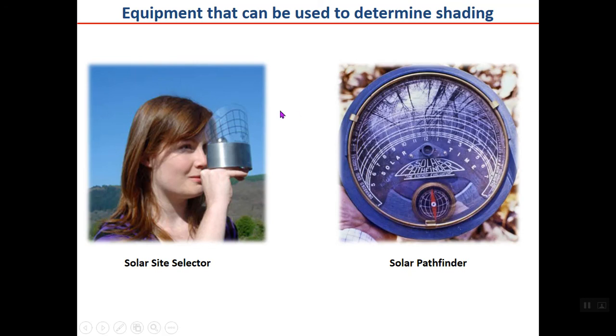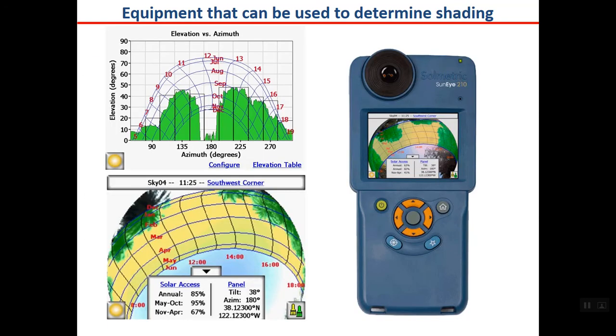There are also some equipment which you may use to determine the effect of shading. With the progress of mobile phones and apps and more sophisticated devices, some people may not use this equipment, but it is still available, and many people use it. For example, solar site selector, solar pathfinder. You may search the net with these keywords, and you may find a lot of information and videos about them. There are also some devices which are newer.